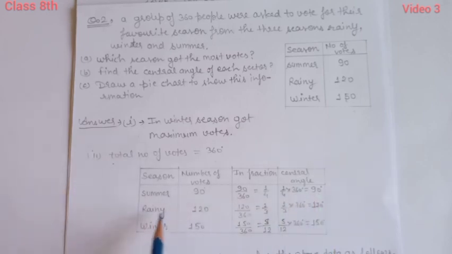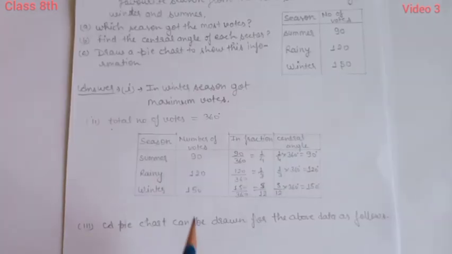Similarly for the rainy season, 120 upon 360 is equal to 1 by 3. So 1 by 3 into 360, we obtain 120 degrees. Similarly for winter, 150 divided by 360 gives 5 upon 12. So 5 upon 12 into 360, we obtain 150 degrees. So students, we have obtained the angles of each sector. Now we are easily able to draw the pie chart. That is the third part of this question.